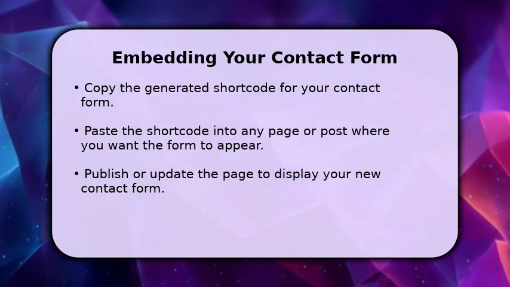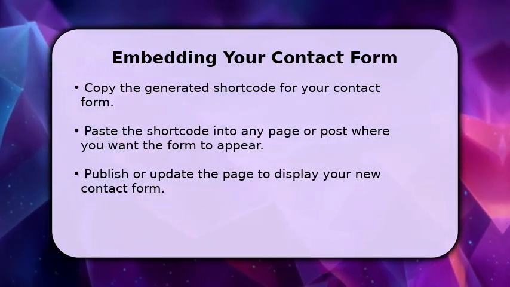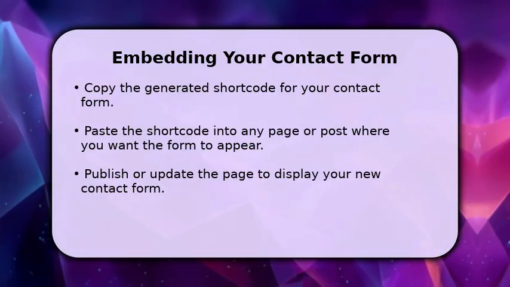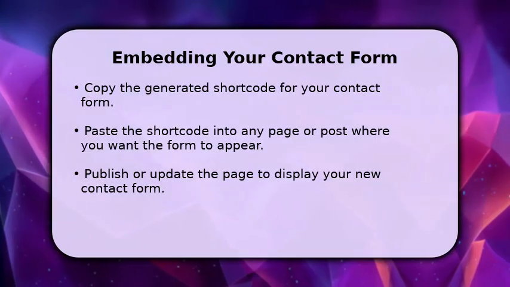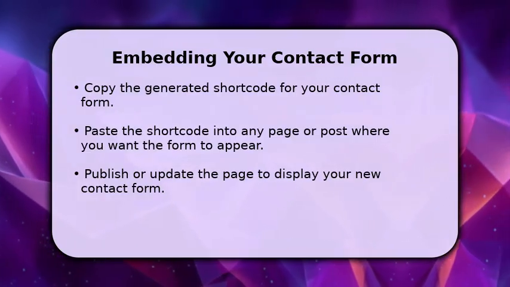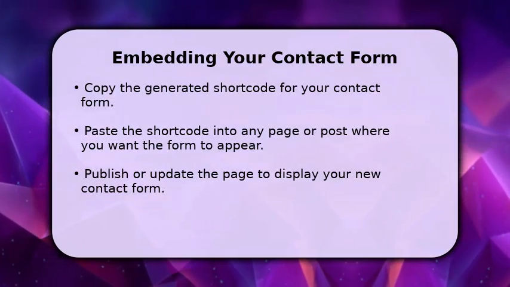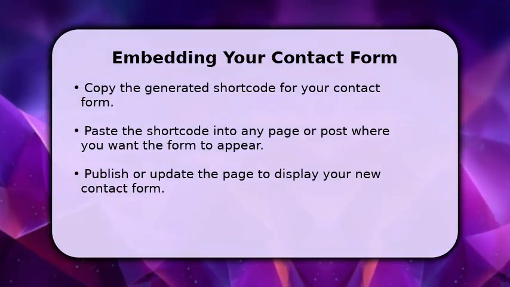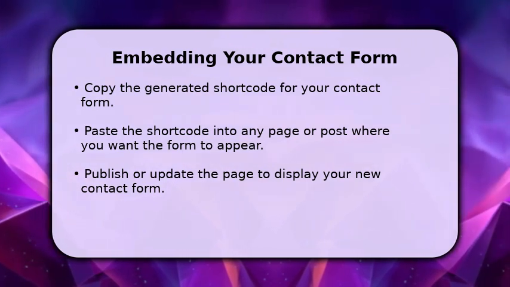Finally, let's embed your new contact form onto a page. After saving your form, Contact Form 7 generates a unique shortcode. Copy this shortcode. Then, navigate to the page or post where you want the form to appear. Simply paste the shortcode directly into the content editor. Update or publish your page, and your fully functional contact form will be live and ready to receive messages from your visitors. It's that easy.